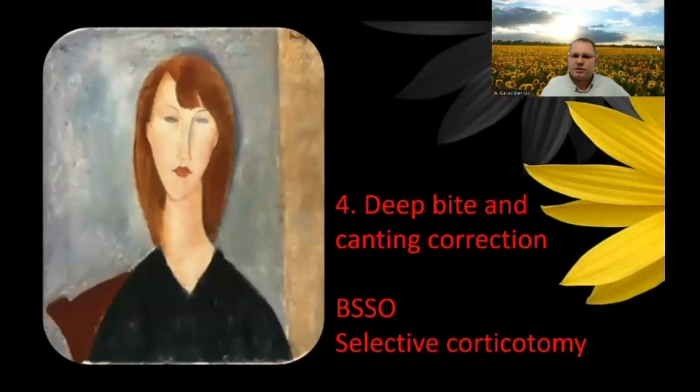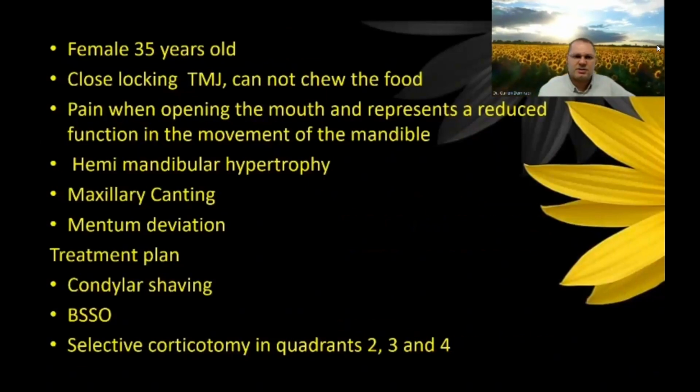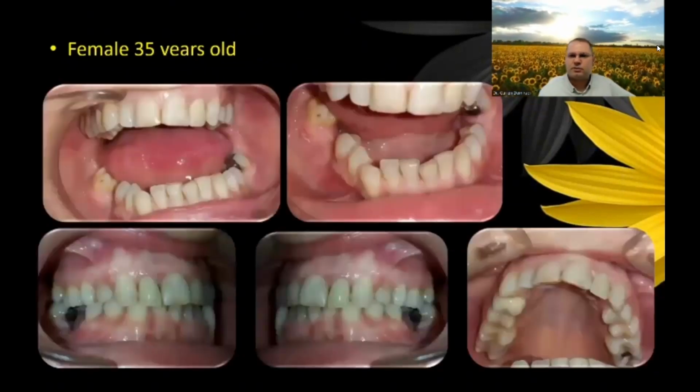Deep bite and canting correction and BSSO with selective corticotomy in this case. A female, 35 years old, close locking TMJ. She could not chew the food. Pain when opening the mouth and represents a reduced function in the movement of the mandible. Mandibular hypertrophy, maxillary canting, mental deviation. The treatment plan in this case was condylar shaving, BSSO, selective corticotomy in quadrants 2, 3, and 4.